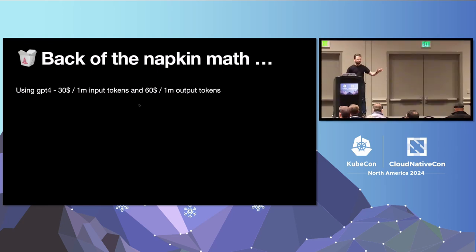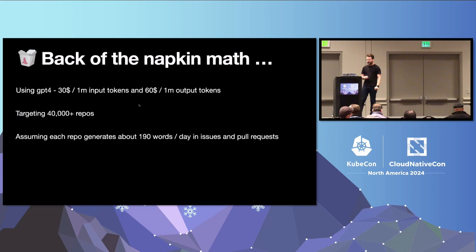Again, remember, this is all last year when I designed all this and we were trying to ship all this. So we did not have the benefit of a bunch of the great platform engineering things that people have been talking about this KubeCon. We were going to target about 40,000 plus GitHub repositories, which was big enough scale that we could have the breadth, but also the depth of the kind of insights we were targeting. We were assuming, with this back of the napkin math, about 190 words per day in issues and pull requests, which would be roughly $600 per day, and was going to hit us at about $200,000 plus per year.